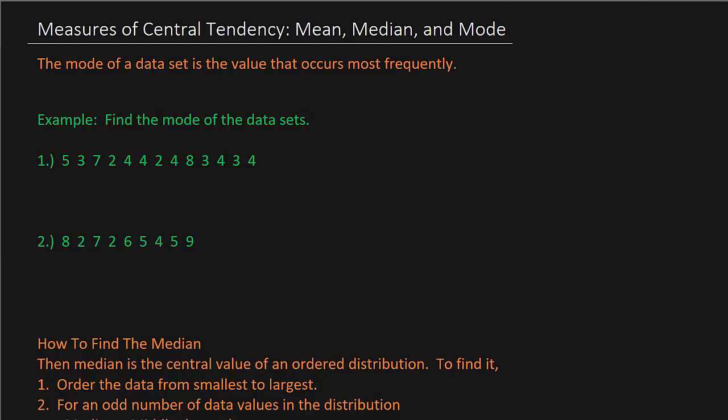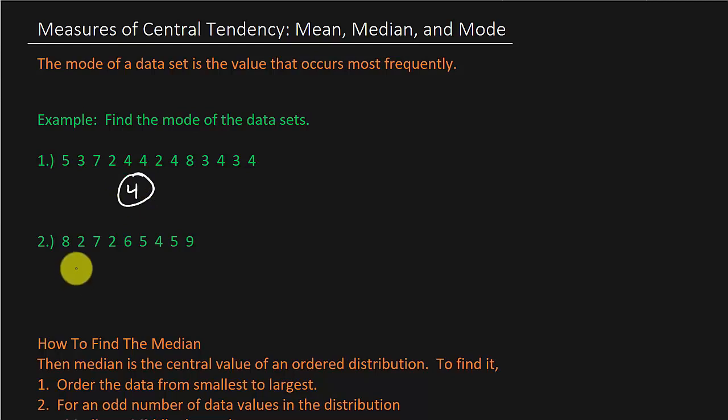So the mode of a data set is the value that occurs most frequently. That's pretty easy. All you've got to do is see which number appears the most. And you can see here the 4 appears 1, 2, 3, 4, 5 times. There's no other number that appears more than that, and so the mode would be 4.